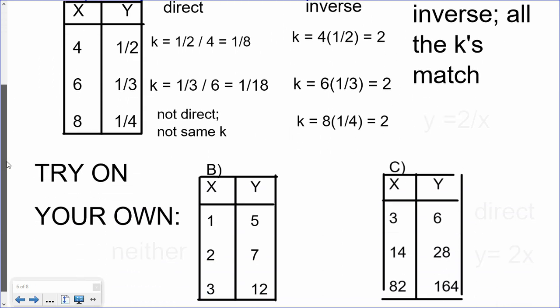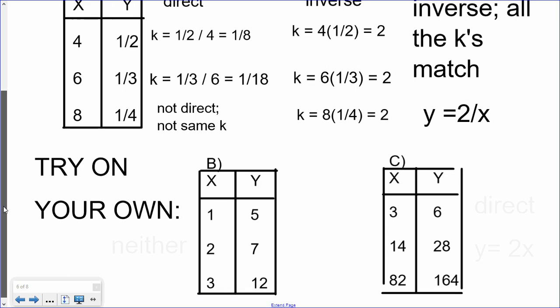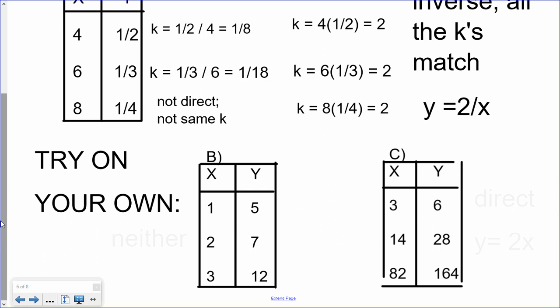You guys are going to try B and C on your own, so test one variation first. If it doesn't work, test the other one. Oh, and sorry, I almost forgot. Because I got the same k, I can write the equation. So the equation would be y equals 2 over x, because 2 is the k. So try it on your own. If you can determine if it's direct or inverse, write the equation for it. If it's neither, you can just write neither.